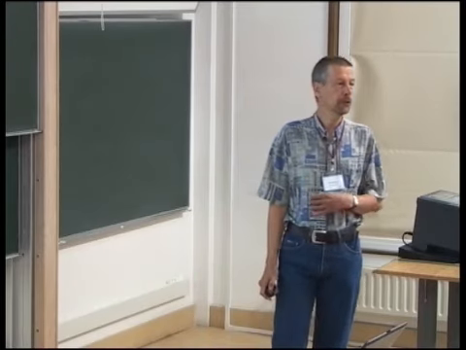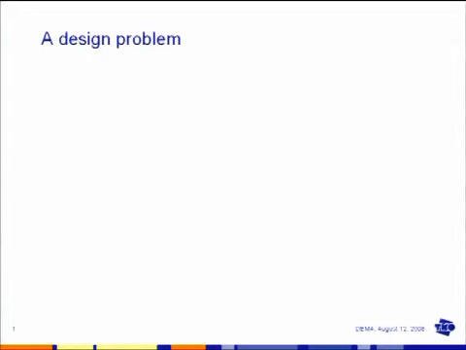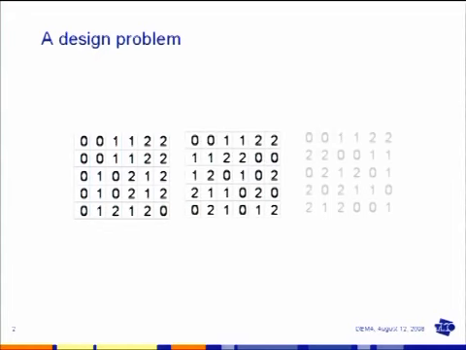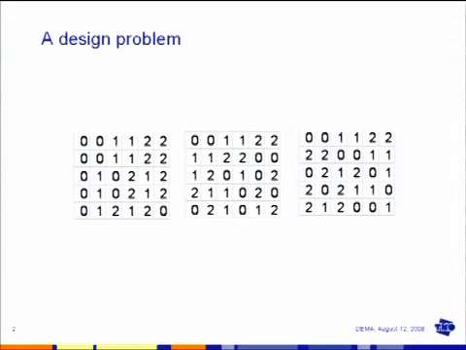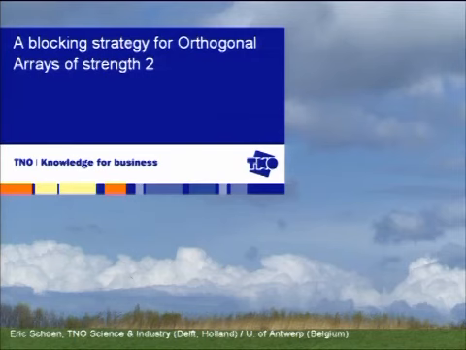the problem I want to draw your attention to is how to divide these 18 runs of the experiment in 3 blocks, in this case 3 blocks, in general blocks of size 6. So the problem is how to block an orthogonal array of strength 2 in orthogonal blocks of equal sizes. The title of my talk is accordingly a blocking strategy for orthogonal arrays of strength 2.